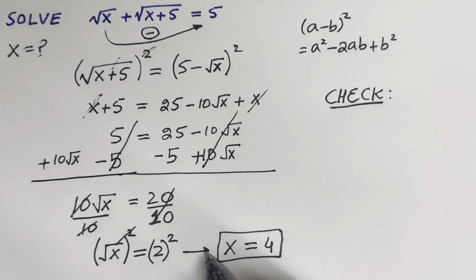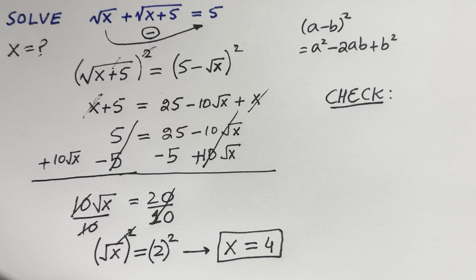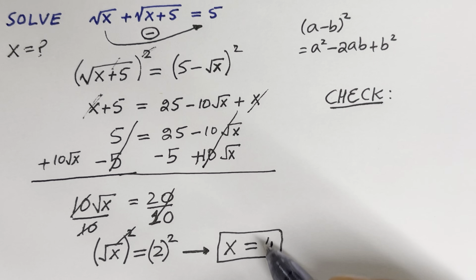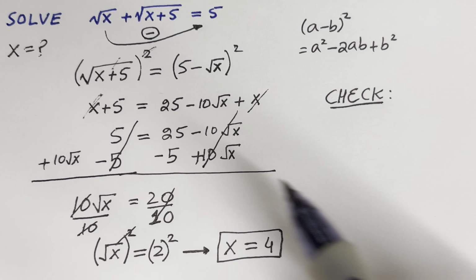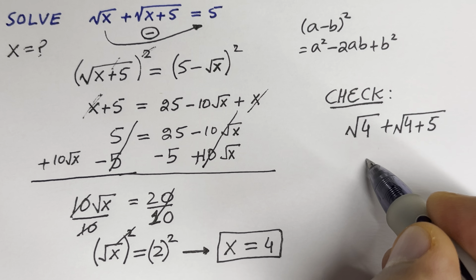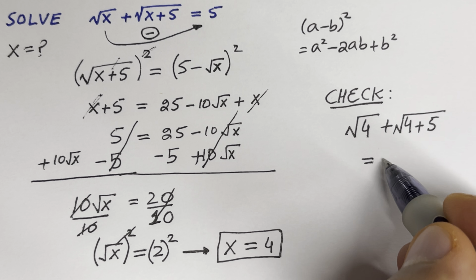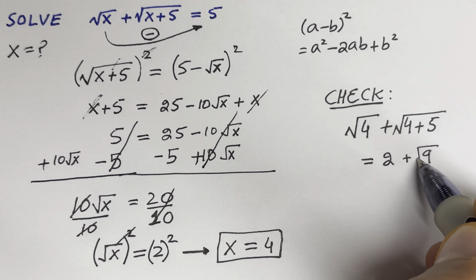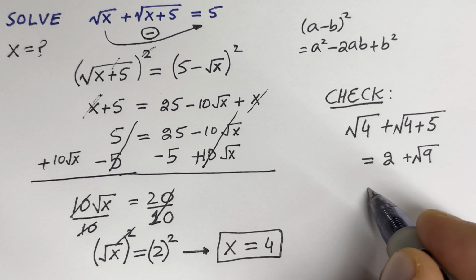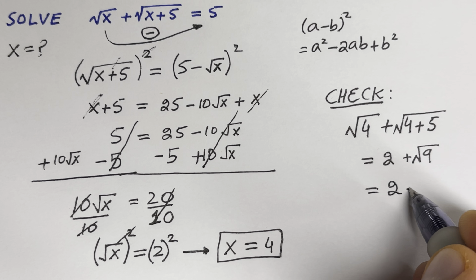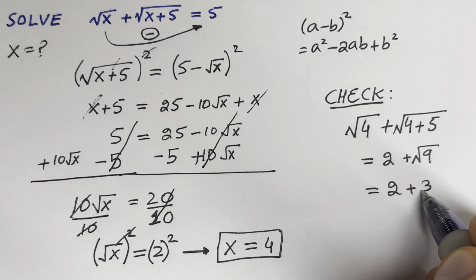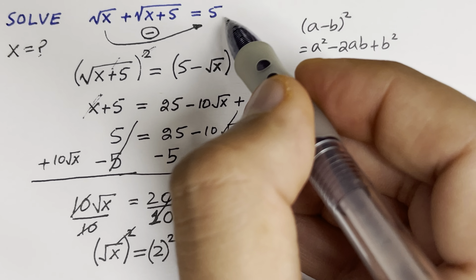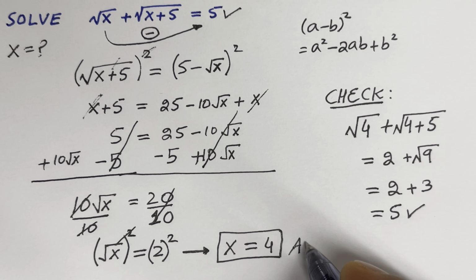Sometimes we get extraneous roots. So the last step is to check if our solution satisfies the given equation or not. So let's see. So we are plugging in x equal to 4 here. So that means we will have, and we know that square root of 4 is 2, plus 5 plus 4 is 9, and we have square root of 9. And let's see, we have 2 here, plus square root of 9 is 3, and we get 2 plus 3 equal to 5. So this is the answer.